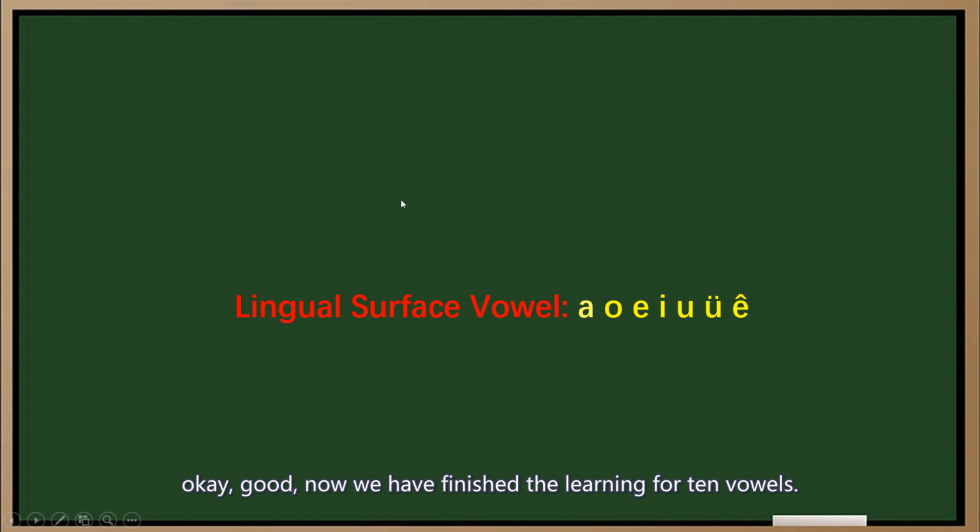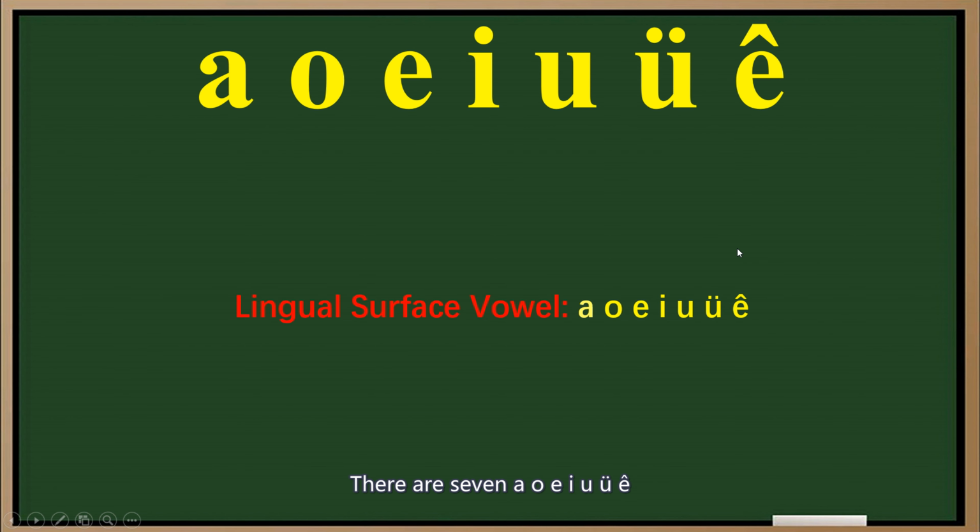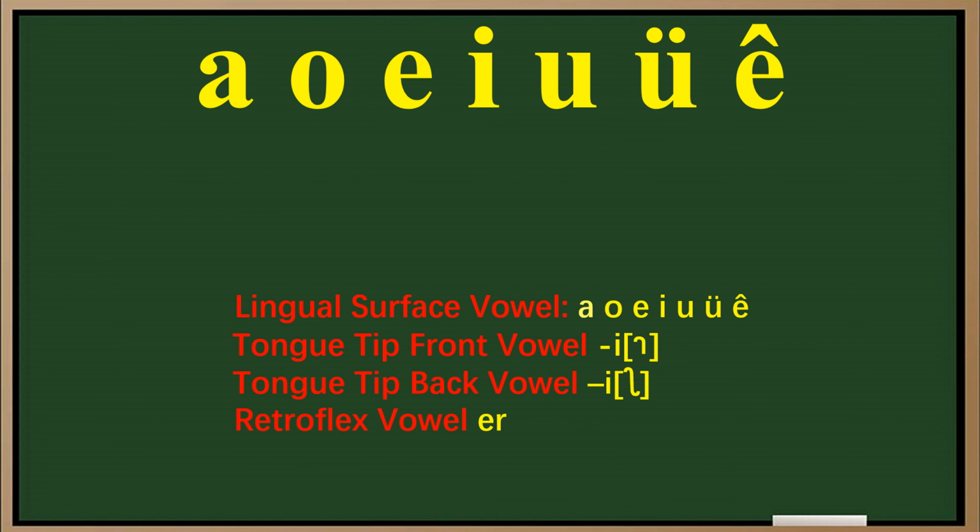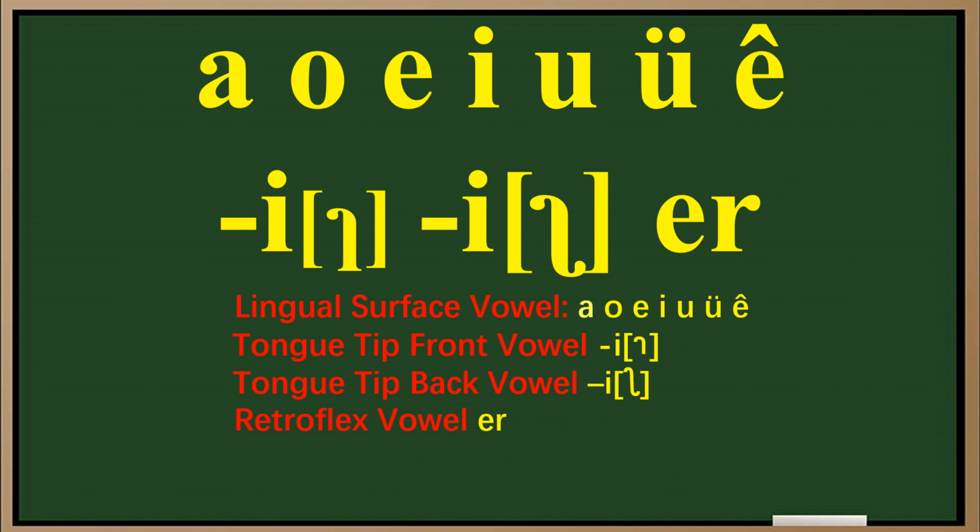Okay, good. Now we have finished the learning for 10 vowels. There are 3 groups. Group 1, lingual surface vowel. There are 7. A, O, E, U, A. The second group is tongue tip vowel. Tongue tip front and tongue tip back. The next group is retroflex vowel.